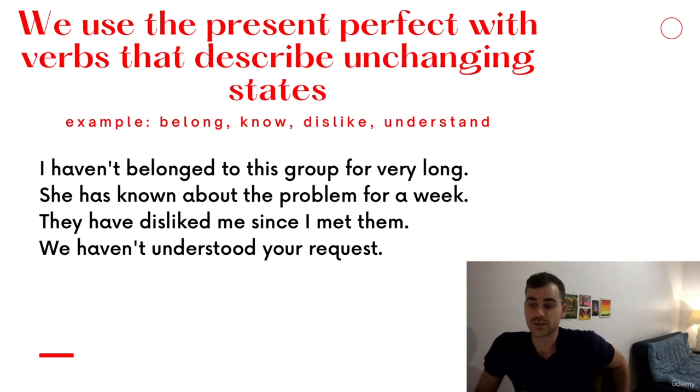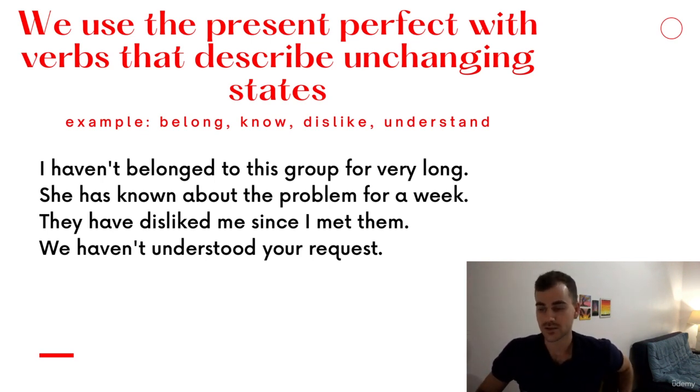We use the present perfect with verbs that describe unchanging states. Belong, know, dislike, understand. I haven't belonged to this group for very long. She has known about the problem for a week. They have disliked me since I met them. We haven't understood your request. So here, we use the present perfect with verbs that describe unchanging states.